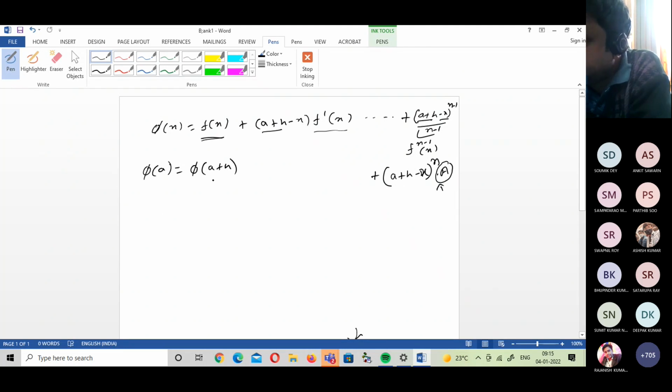So phi of a plus h is f of a plus h. Already it is obtained. Phi of a is f of a plus h into f dash a. That's the same as Taylor's theorem. Look at the last term: h to the power n into capital A. So if you can prove capital A is f^n(a plus theta h) by factorial n, then it is proved. Lagrange's form of remainder is proved.